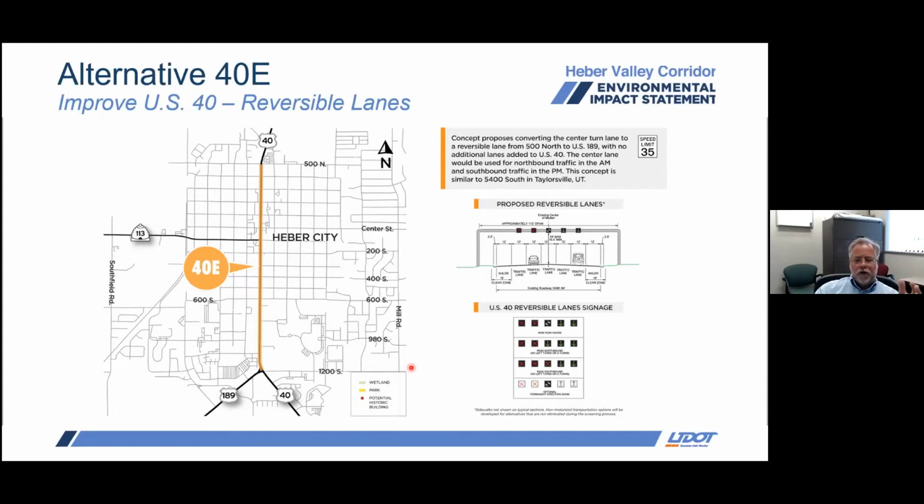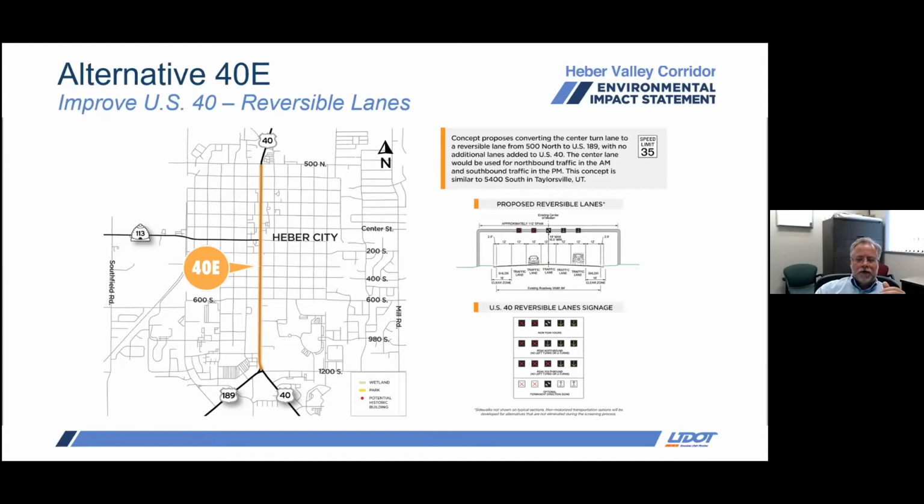So with this alternative, we would not be adding any additional lanes to US 40, but we would be utilizing the center lane as the reversible lane. So in the morning, the center lane would be used for northbound traffic during that peak period, and then in the evening, the center lane would be used for the southbound traffic as traffic moves back from Park City towards Heber City. With this alternative, left turns during those peak hours that are currently utilizing Center Street would not be able to be used.